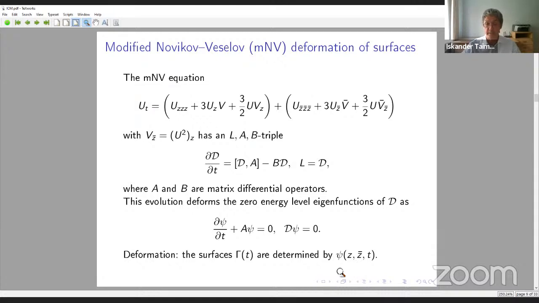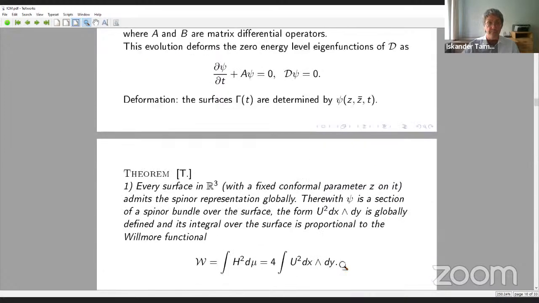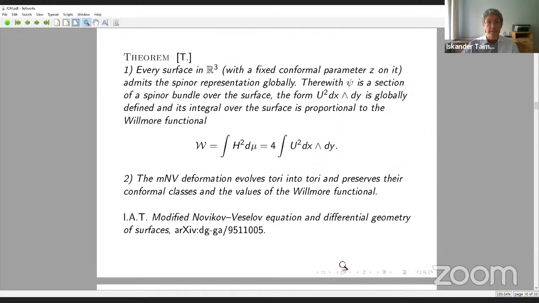I already called psi a spinor. Why that? Because it appears that every surface in R3 with a fixed conformal parameter admits the spinor representation globally. What does spinor representation mean? We have to construct such a representation, for instance, for a closed surface. So psi cannot be a function. It has to be a section of some bundle, which appears to be a spinor bundle.